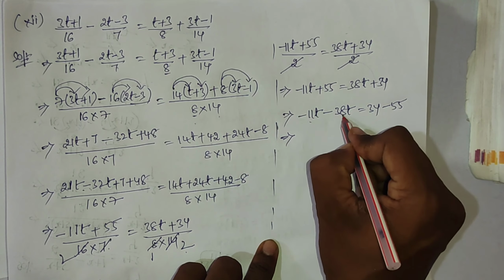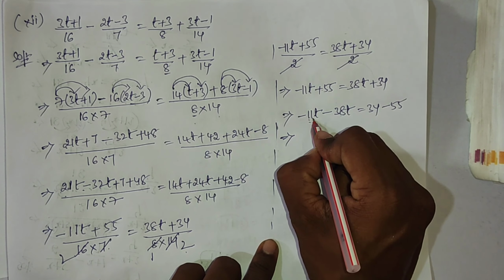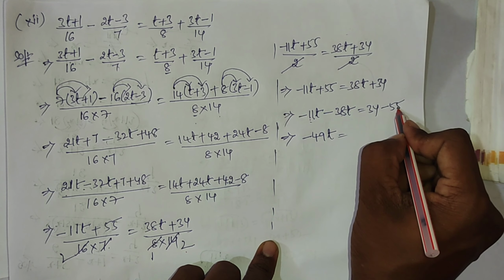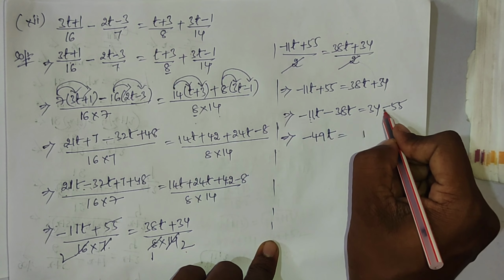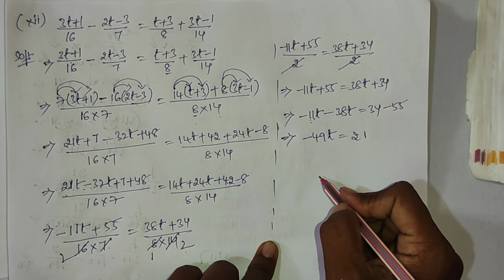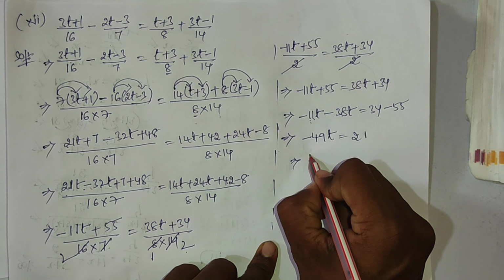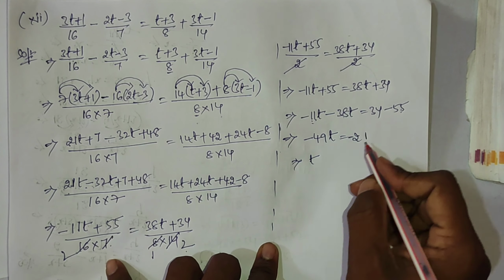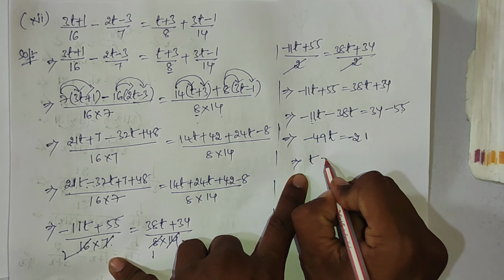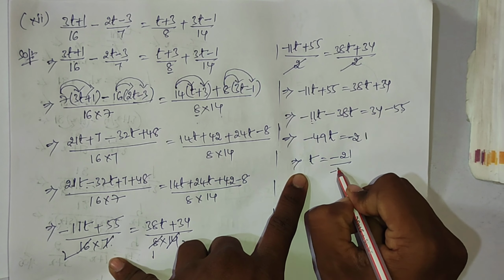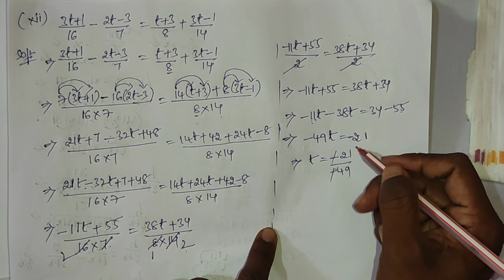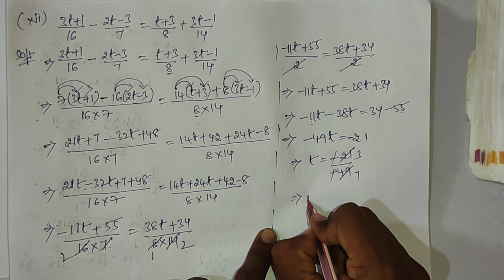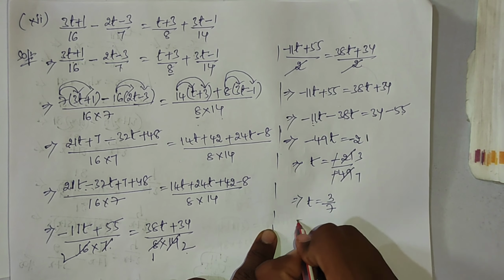Now this implies that 2 negatives we can add. 38 plus 11 is 49. Minus 49t is equal to subtraction: 5 minus 4 is 1 and 5 minus 3 is 2. How much did you get? 21. This implies t is equal to, and here 34 and 55. 55 is the greater number having which symbol? Minus. So the answer is minus 21. Then we have to find the value of t here. t equals minus 21 by minus 49. Minus minus will be cancelled. 7 3s are 21 and 7 7s are 49. This implies t is equal to 3 by 7.